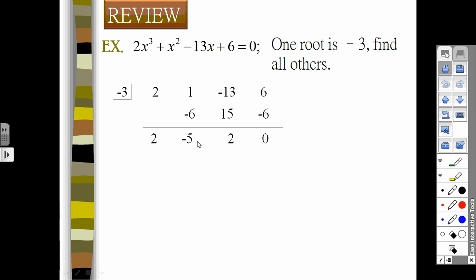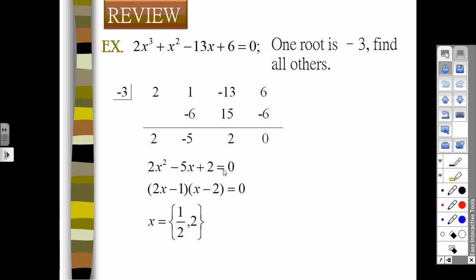And then you can put this back with the variables. So this will be a 2x squared minus 5x plus 2. So with that, if we set that equal to 0, we can now factor it, and we get 1/2 and 2. So all 3 roots for this equation would be -3, 1/2, and 2.